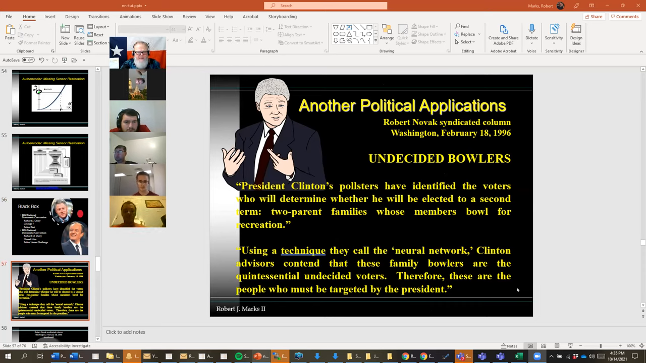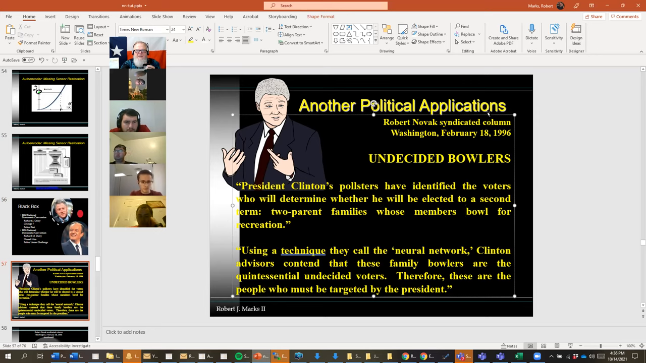And so he had what he called a war room, where people responded very quickly to any criticisms that people had of him. And they wanted to find out, one of the things was who they should appeal to. Who were the swing voters in the upcoming election? And this was a column by Robert Novak, who has passed, but at the time was a very respected conservative news columnist. He said, and I'm reading here, President Clinton's pollsters have identified the voters who will determine whether he will be elected to a second term. And those voters are two parent families whose members bowl for recreation.